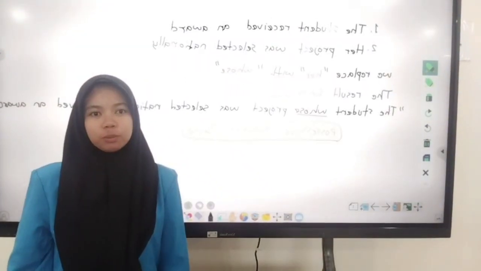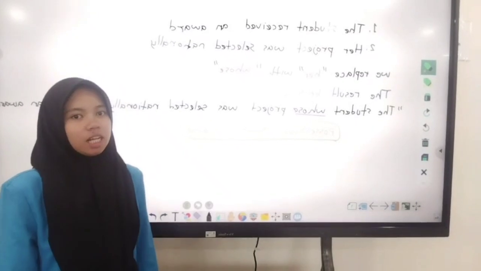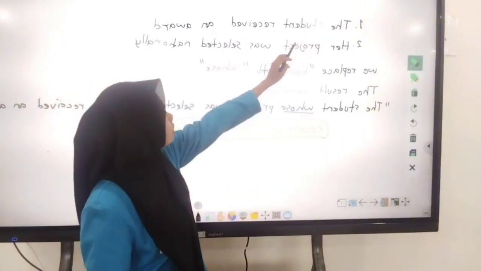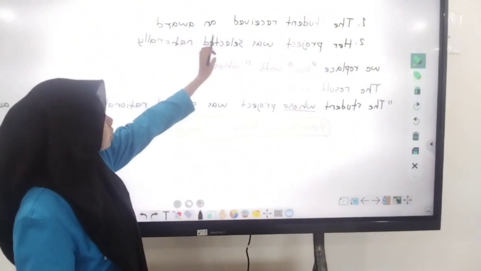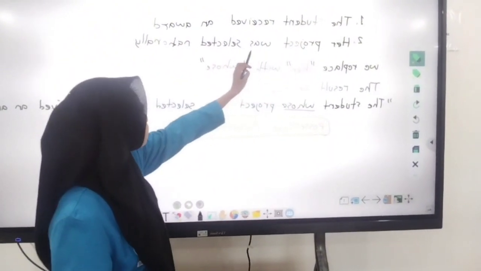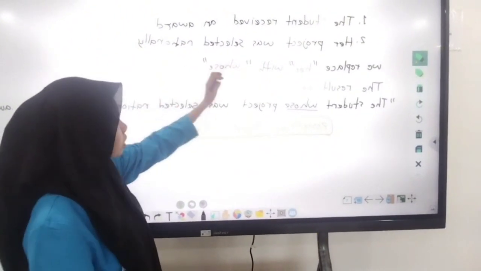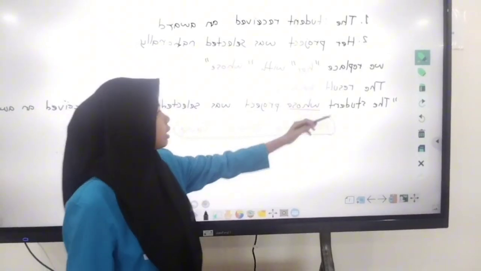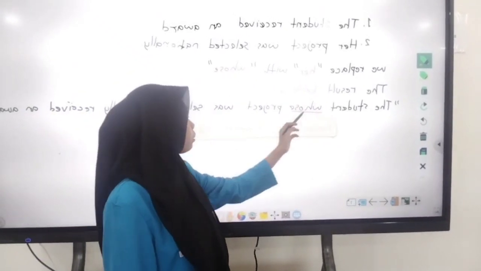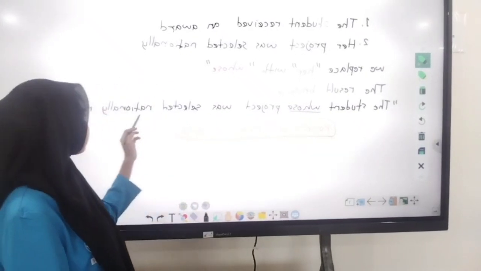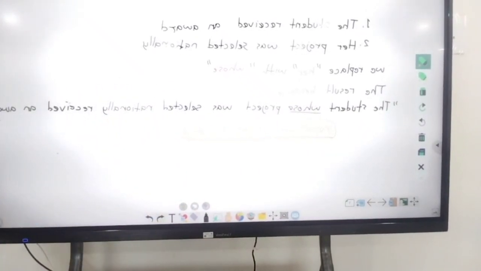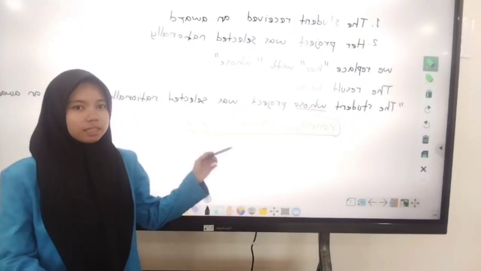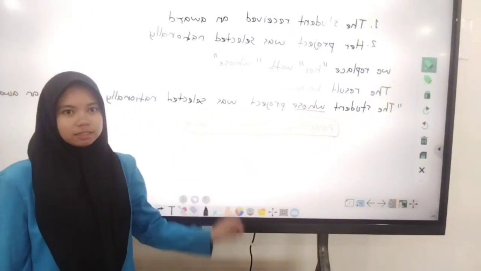Now let's continue with possessive relative clauses. Look at the two sentences. Sentence 1: the student received an award. Sentence 2: her project was selected nationally. We replace "her" with "whose." The result becomes: the student whose project was selected nationally received an award. This is called a possessive relative clause.